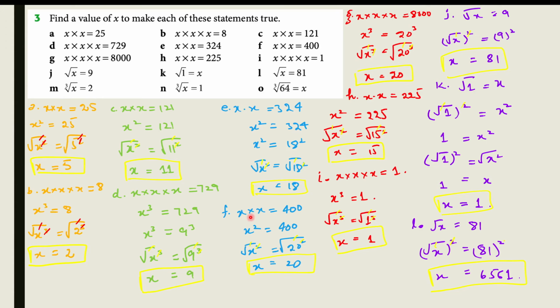The sixth part is the same. We have x multiplied by x equal to 400. We write it in the exponent form, then we apply the square root to get rid of the square and get the value of x, which is 20 in here. The seventh part is x multiplied by x multiplied by x is equal to 8,000. So we write it in the exponent form, on both the left and right hand sides, so we get x cubed is equal to 20 raised to the power of 3. Then we take the cube root on both sides. When the cube root gets cancelled with the cube, we get x is equal to 20.